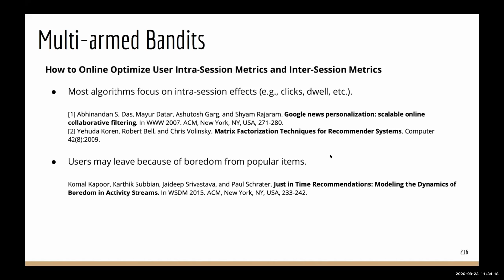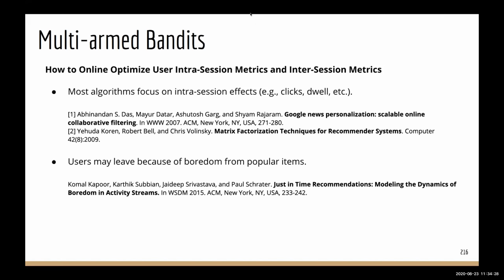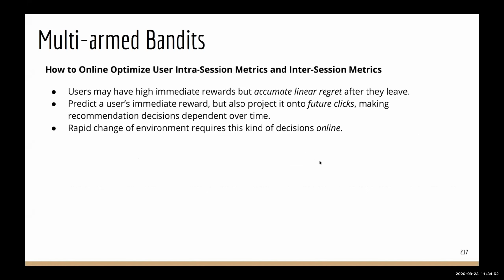But there is also related work talking about how people may leave your service once they get bored. They keep watching a lot of popular items, then they get bored. So there is a risk in continuing to recommend popular stuff. Even though it can gather a lot of immediate reactions, you may lose users in the long run. So how can we characterize that?